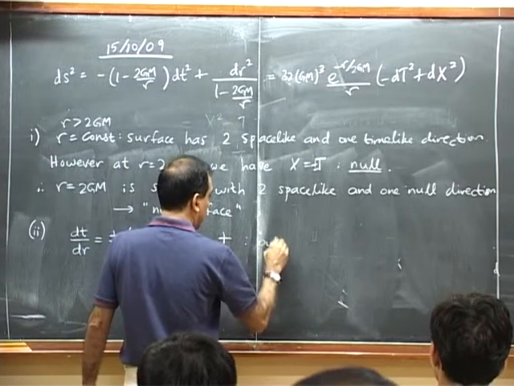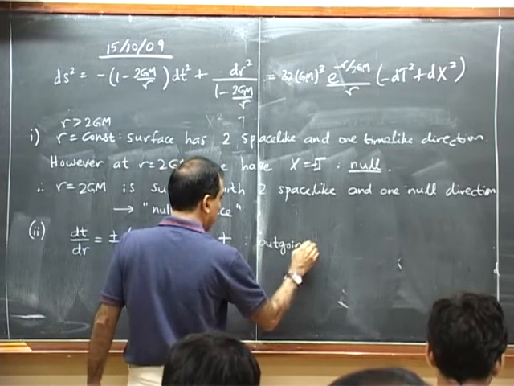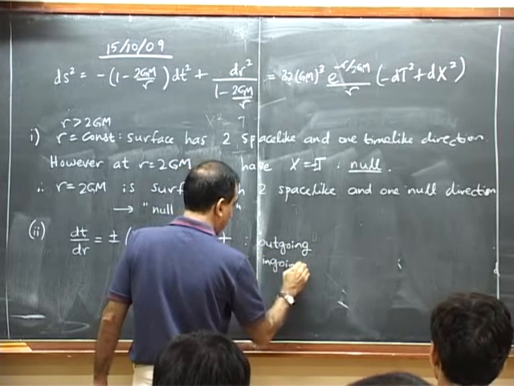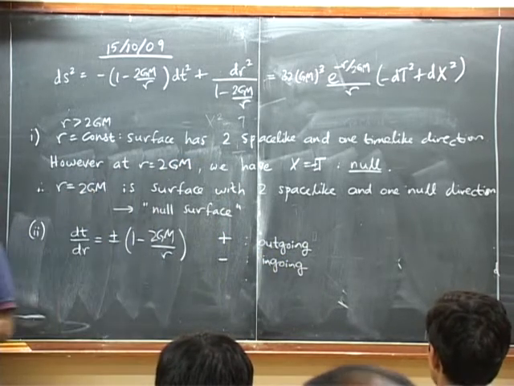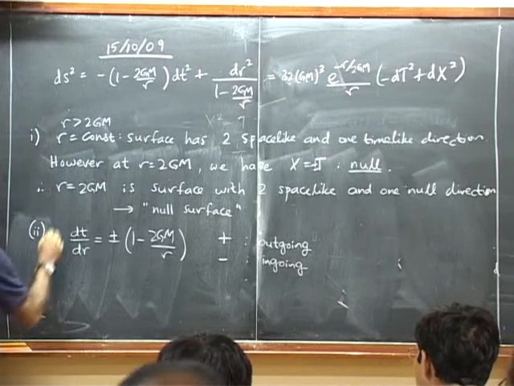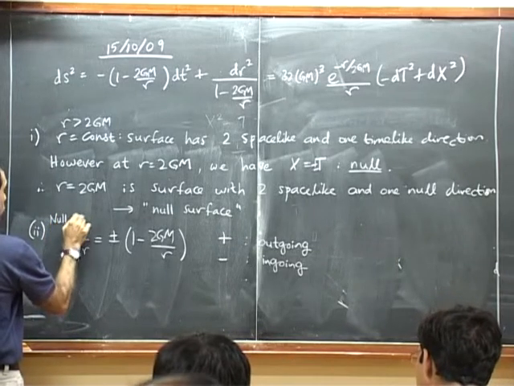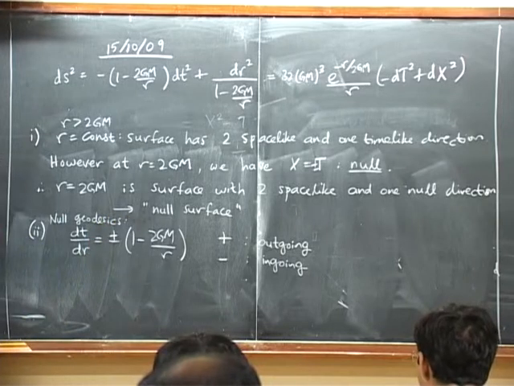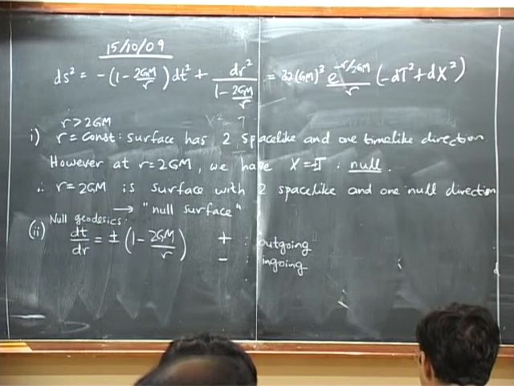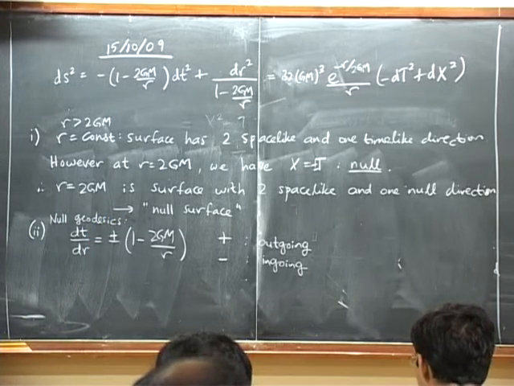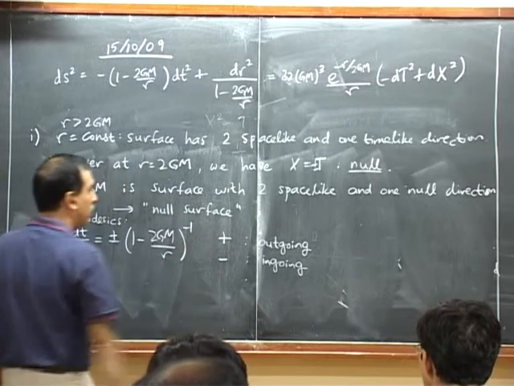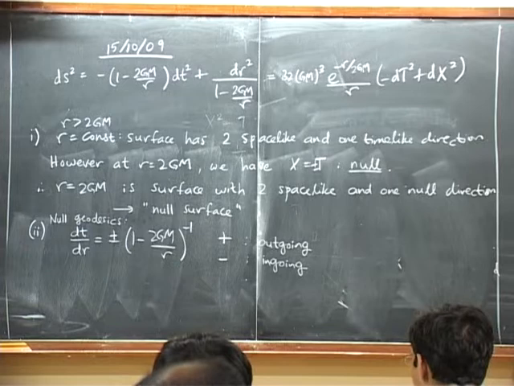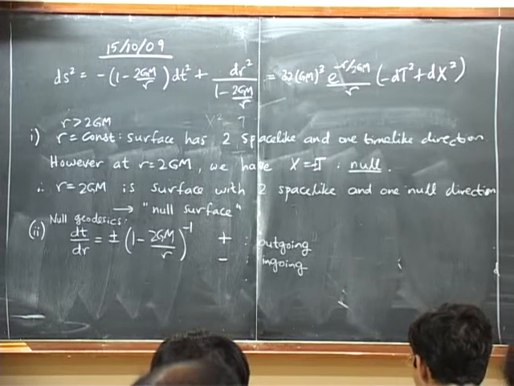No, I think plus was outgoing. Let me write it and then we'll see. These are null geodesics. Otherwise, dt here is 1 upon that? Yes, it is. Thank you. Okay. And what about plus and minus? Plus is also plus. Plus is out.